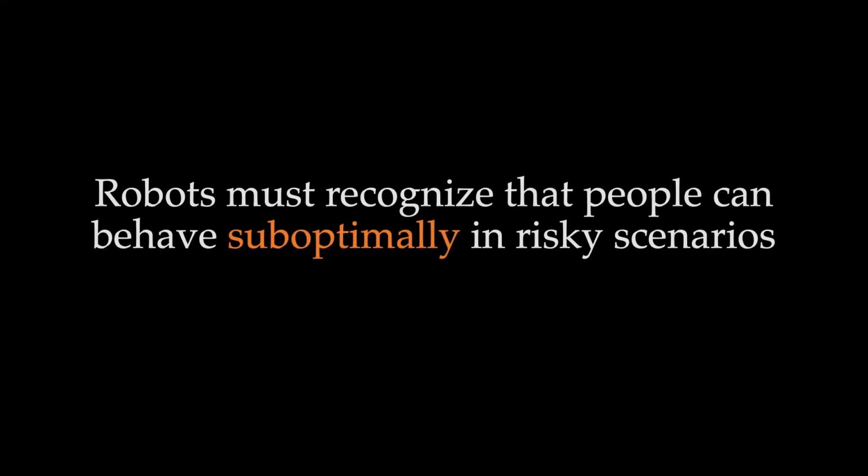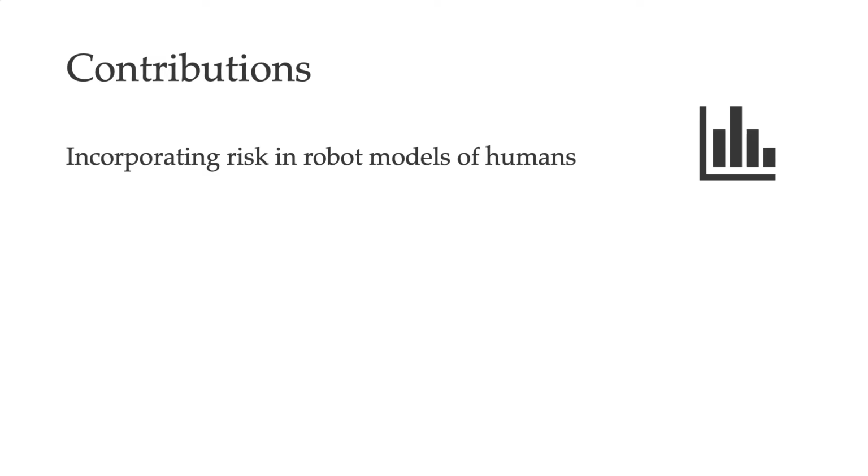What's really going on is that humans have cognitive biases and aren't perfect. If you're building robots that are interacting in risky scenarios, they should be able to model human suboptimalities. So in this work, we looked at how robots can model human decision-making under risk.